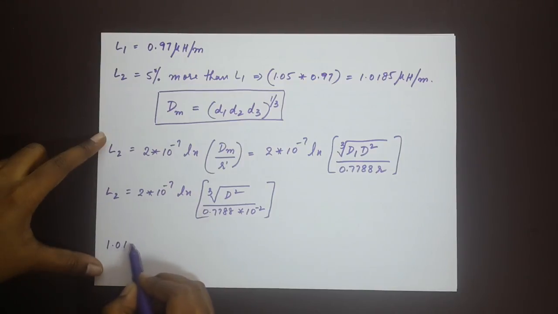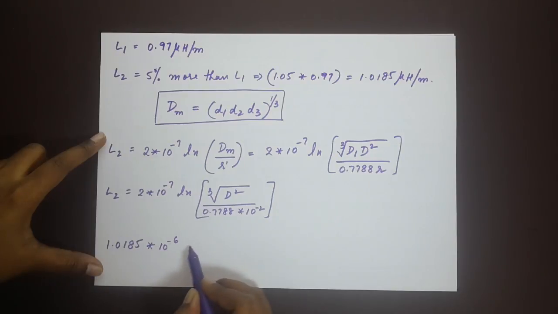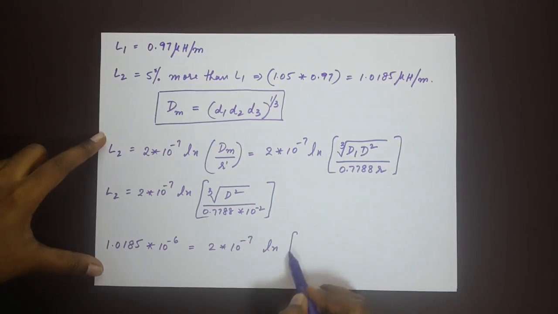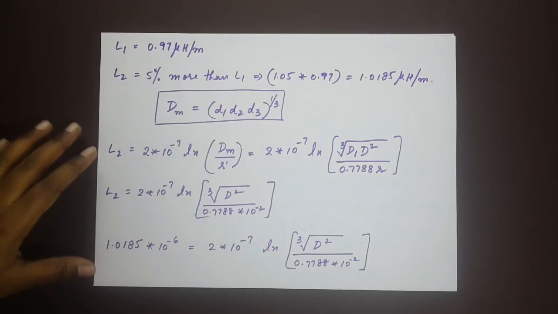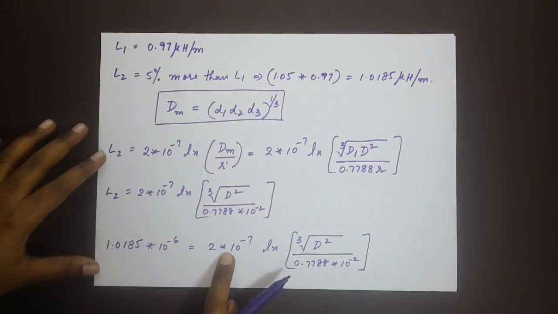L2 is 1.0185 into 10 power minus 6, which is equal to 2 into 10 power minus 7 ln of cube root d square divided by 0.7788 into 10 power minus 2. Now once you solve this for d, you will be able to find the value for d. Now I will leave that part to you. All you have to do is bring 2 into 10 power minus 7 down here.